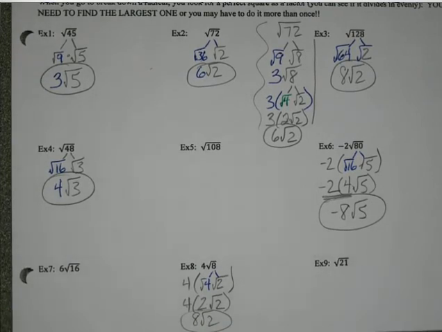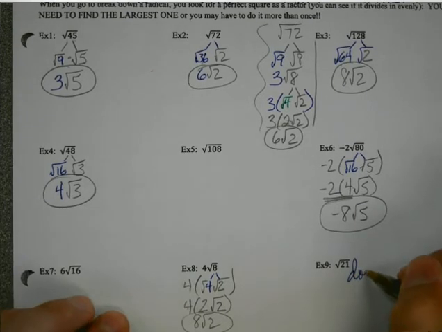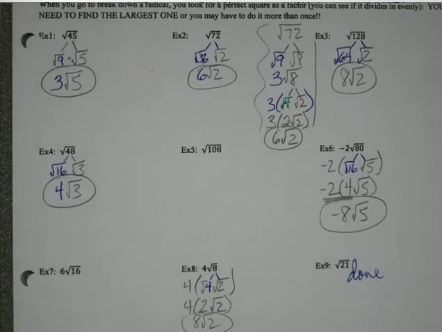Example 9, I look at 21. I'm like, 21. Well, 16. Nope, I get a decimal. 9. Nope, I get a decimal. 4. Nope, I get a decimal. Sometimes we maybe get one that's done already, so you have to be careful of that, okay?